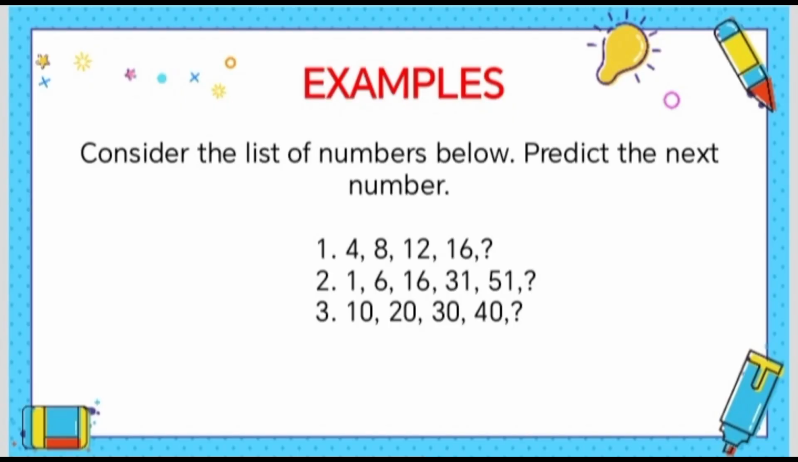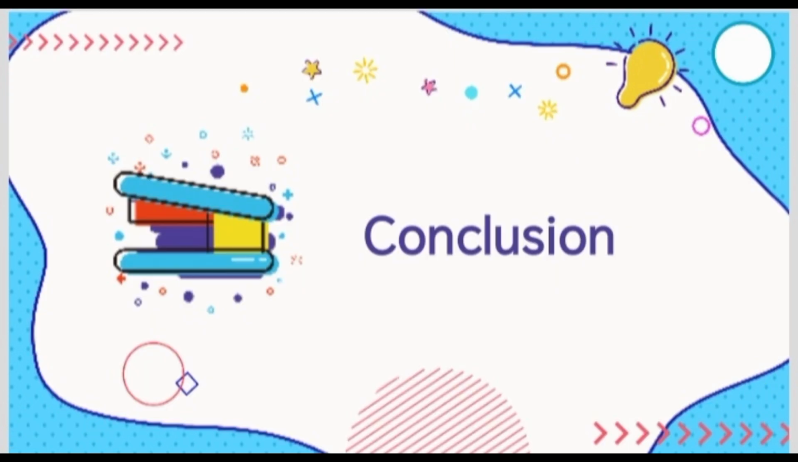So for number 1, 4, 8, 12, 16, the pattern of this is adding 4. So the next number after 16 is 20. For number 2, 1, 6, 16, 31, 51, the next number for 51 is 76 because the pattern of 1, 6, 16, 31, 51 is the difference between the numbers. And for the last one, 10, 20, 30, 40, the pattern of this is the difference between the numbers, and it is 10. So the next number for 40 is 50.